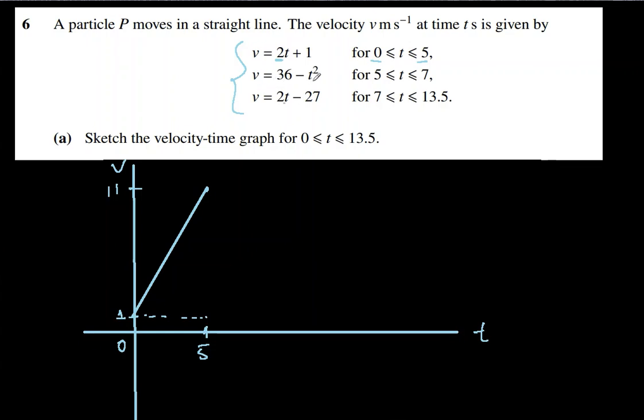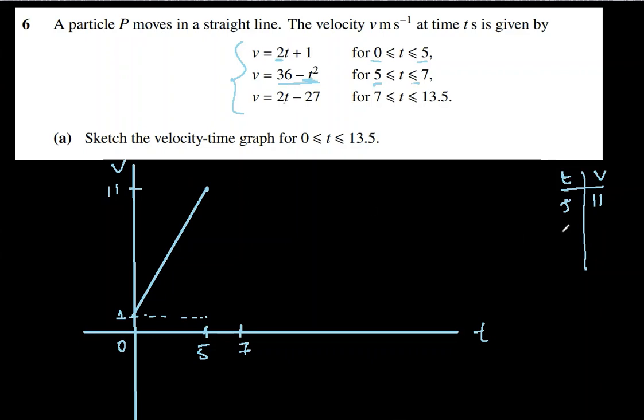v equal to 36 minus t square. It is a quadratic, which means the graph will be a curve, but 5 to 7 is a very short period. So let's say 7 is here. We have to show that curve between 5 and 7. So 6 is there. Let's make a table, that will be easier to do. If t is 5, what is v? In place of t, put 5 here. 5 square is 25. 36 minus 25 is 11. And yes, it is 11 at 5.